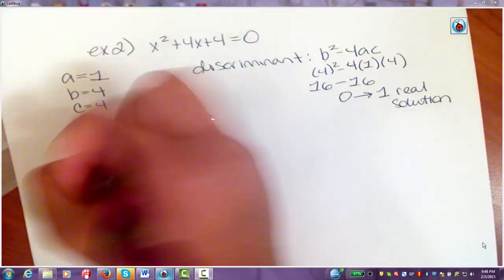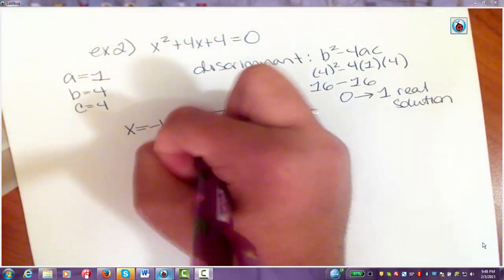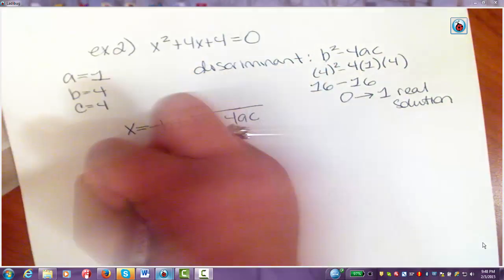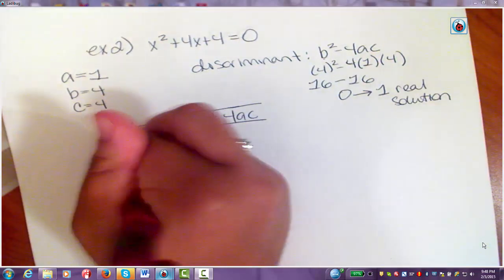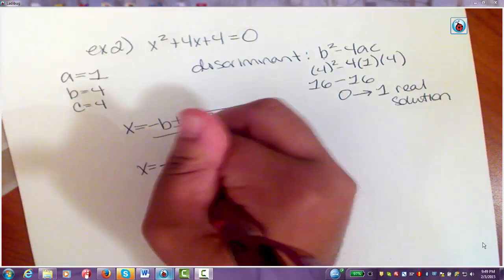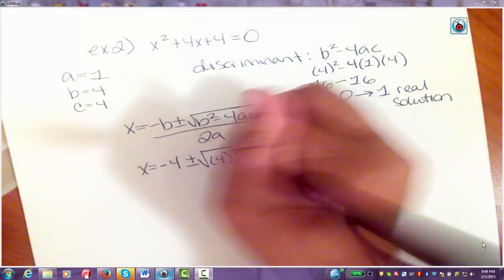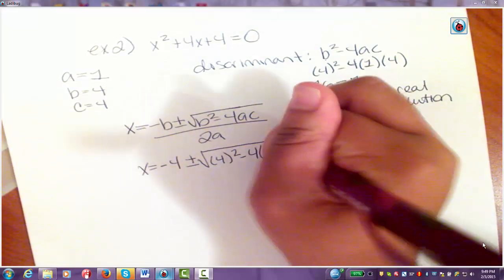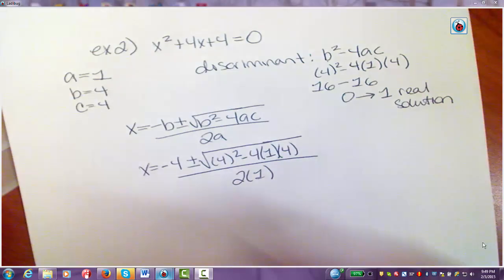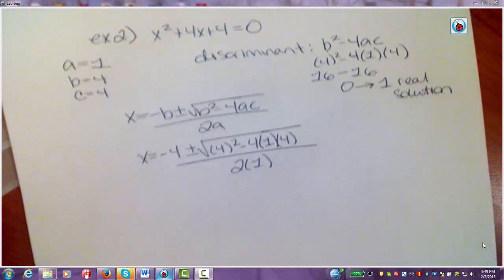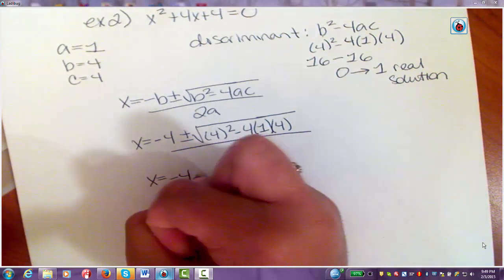So remember, the quadratic formula is x equals negative b plus or minus the square root of b squared minus 4ac all over 2a. So now let's substitute our values. So x equals negative 4 plus or minus the square root of 4 squared minus 4 times 1 times 4 all over 2 times 1. So now let's simplify. So x equals negative 4 plus or minus.